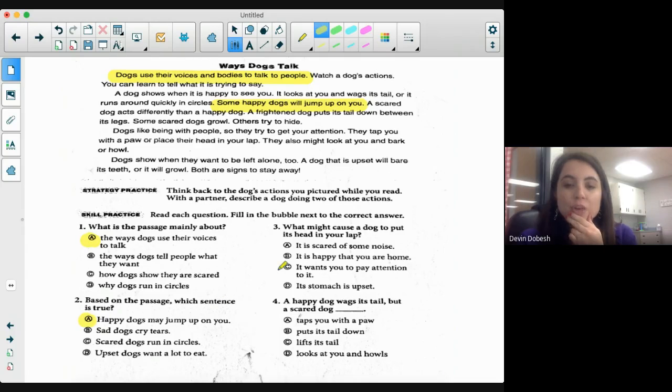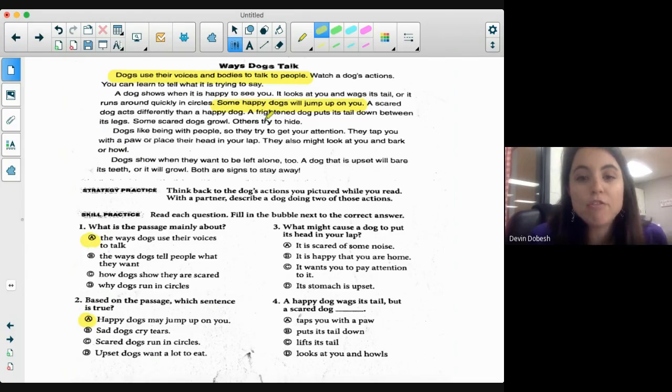All right, let's go to 3. What might cause a dog to put its head in your lap? Go back and reread. Is it A, it's scared of some noise? B, it's happy that you are home? C, it wants you to pay attention to it? Or D, its stomach is upset? What might cause a dog to put its head in your lap? Let's go back and look.